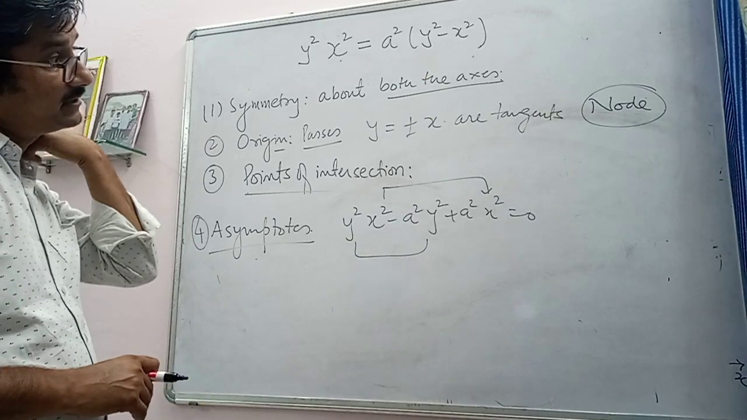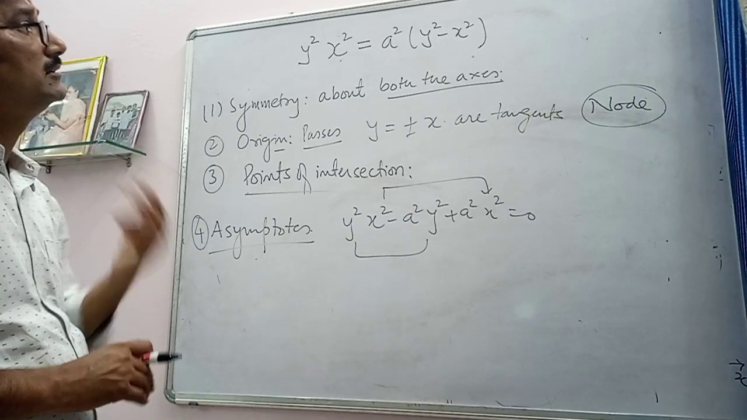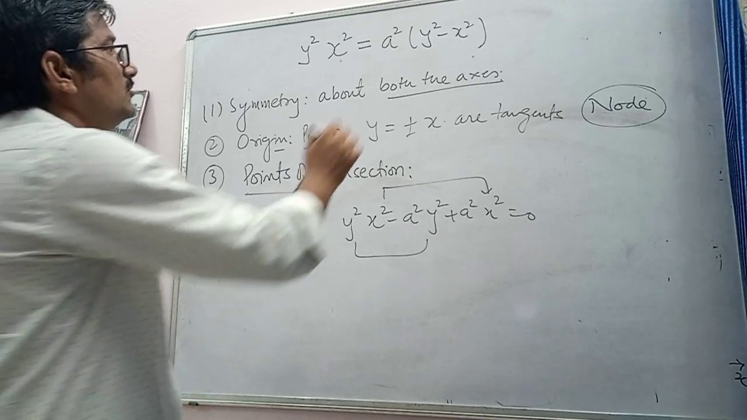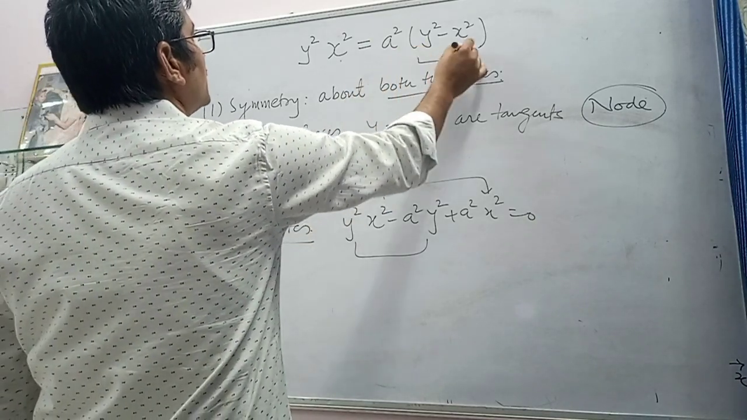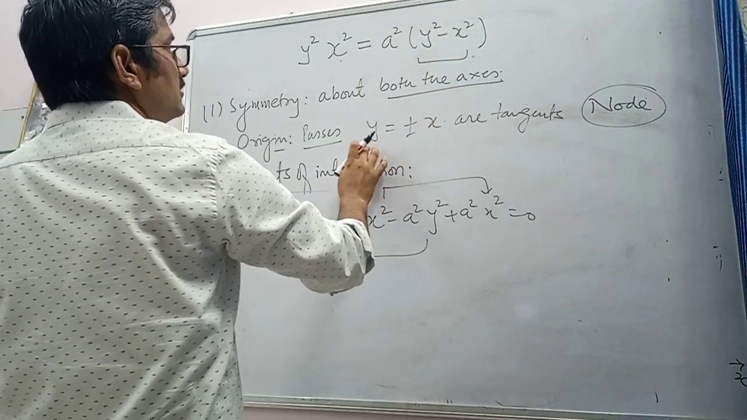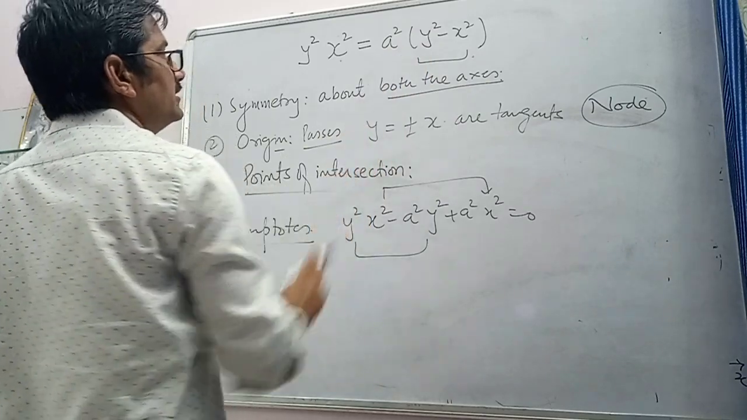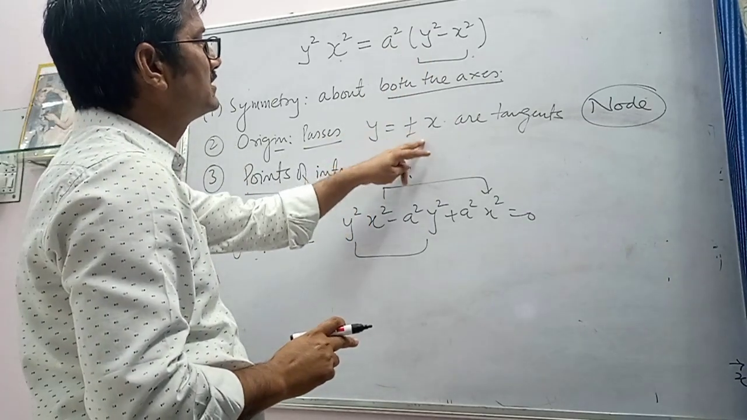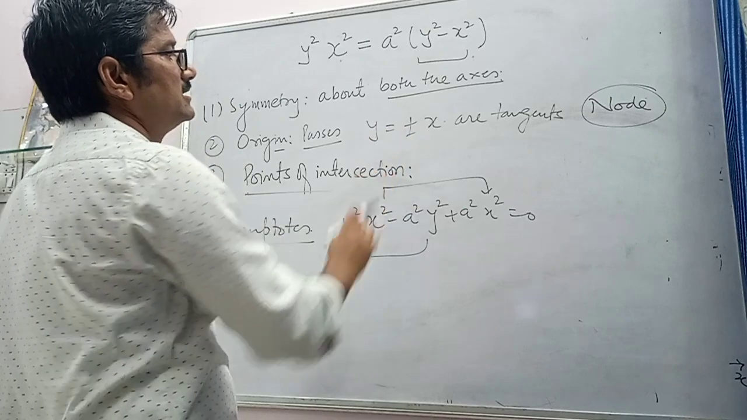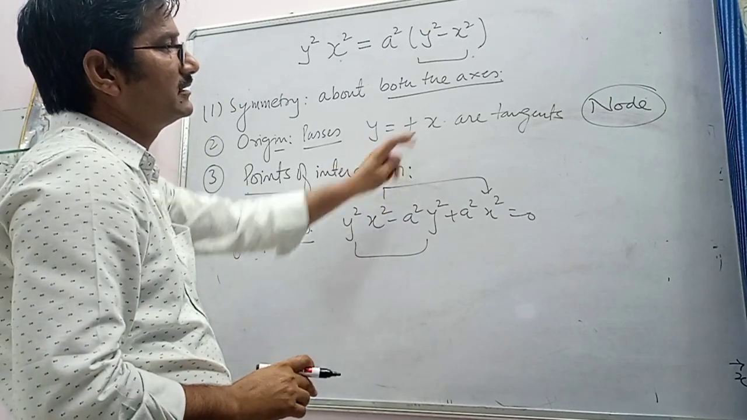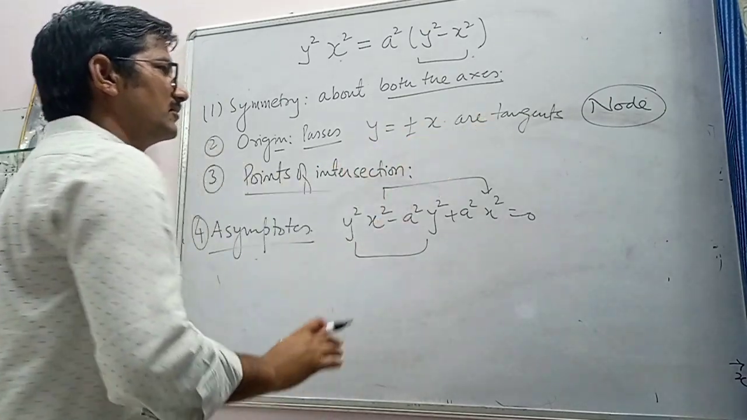We have to check the tangents at the origin. So we must equate to 0 the lowest degree terms. The lowest degree terms are of second degree. So equating to 0 the second degree terms, we will get y is equal to plus minus x. So these are the two tangents, they are real and distinct, so the origin is a node.